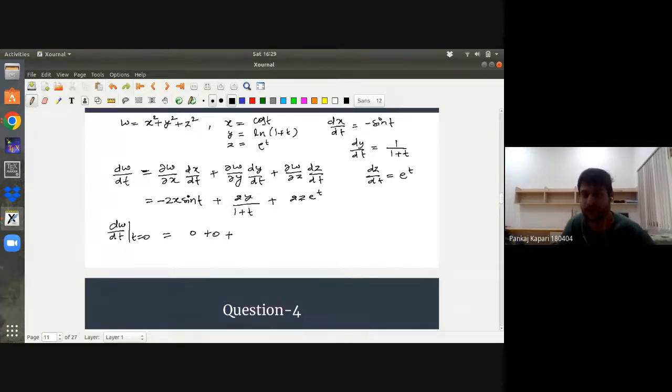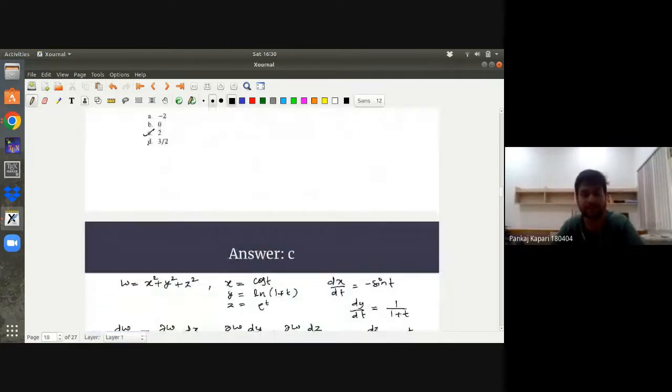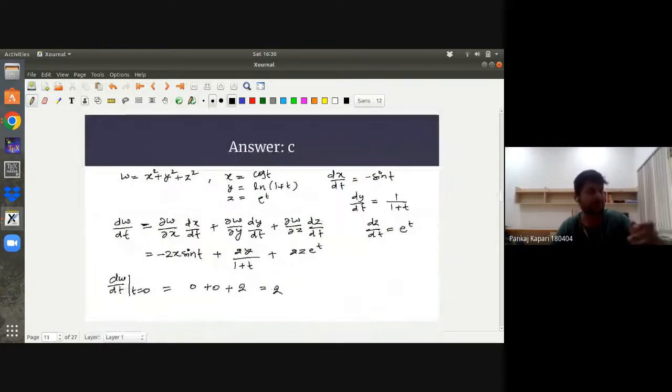Now evaluate this expression at t equal to 0. What is the value of z at t equal to 0? z is e to the power t, therefore the value of z at t equal to 0 is 1. And dz by dt is just e to the power t, so e to the power 0, which is 1. So this will become 2. So the final answer is 2. Option C is correct in this case. Any questions regarding this problem? You can ask.